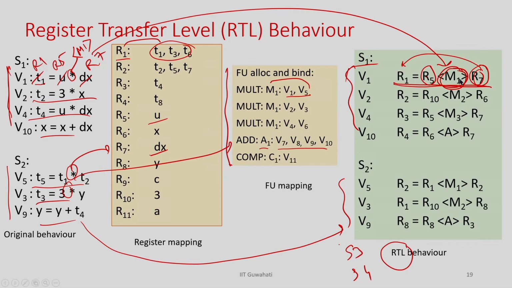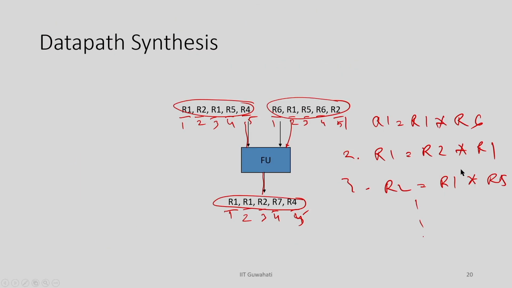For example, here for M1 I need R5 and R7 in timestamp 1, and for M1 I need R1 and R2 for the next timestamp and so on. This is how I can identify the possible register inputs to the FUs, and the output of the FU to the possible registers. Once you have this, you have to make a connection.